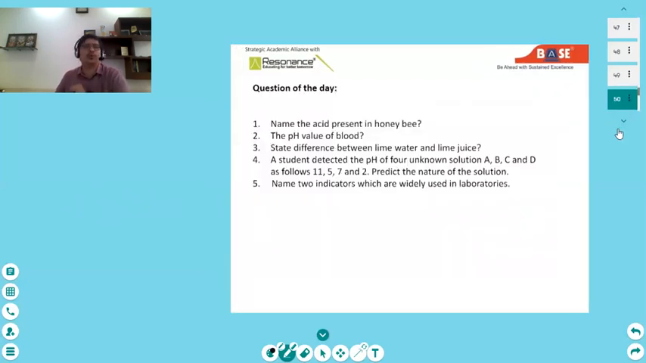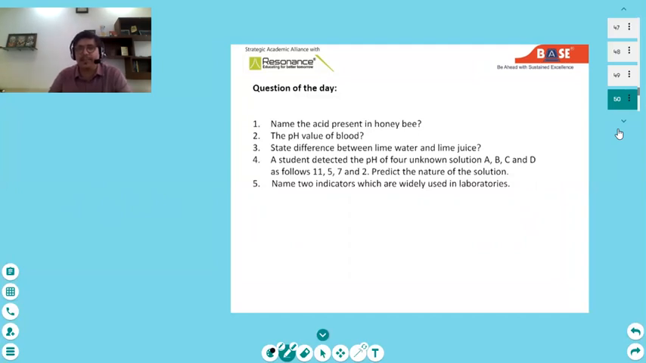So these are the 5 questions of the day. Name the acid present in honeybee, that you need to find out, and I'll discuss tomorrow. The pH value of the blood, exact value you have to give. Don't give me a range. I'm talking about Indians, and among Indians also you have to give me the value for vegetarians. State the difference between lime water and lime juice. Don't think it is the same, it is different.